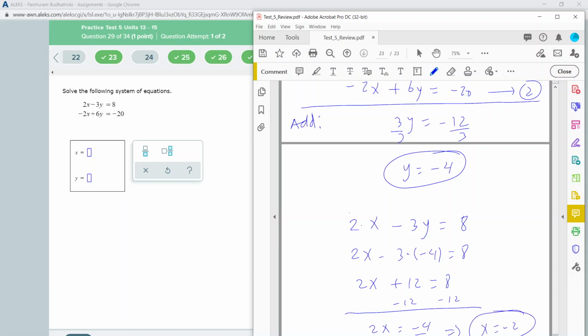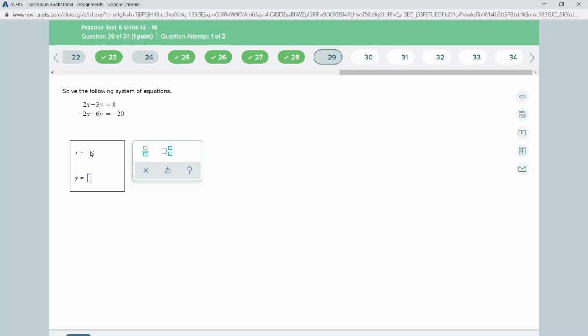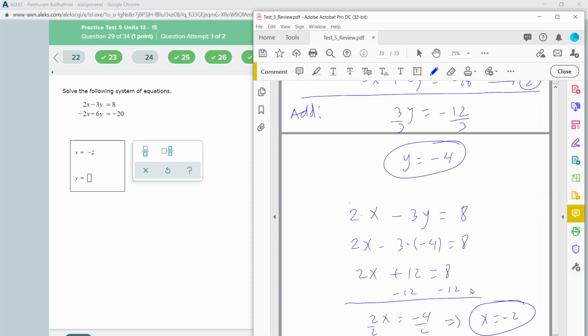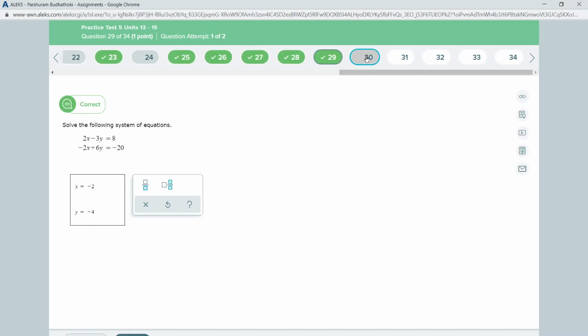So that is the solution for this system of equations. Remember, always after finding the solution, check it. For me, it doesn't matter, because if I get it wrong, then I will come back and check it. But for you, you don't get that second chance. That's why you should check it. That's right.